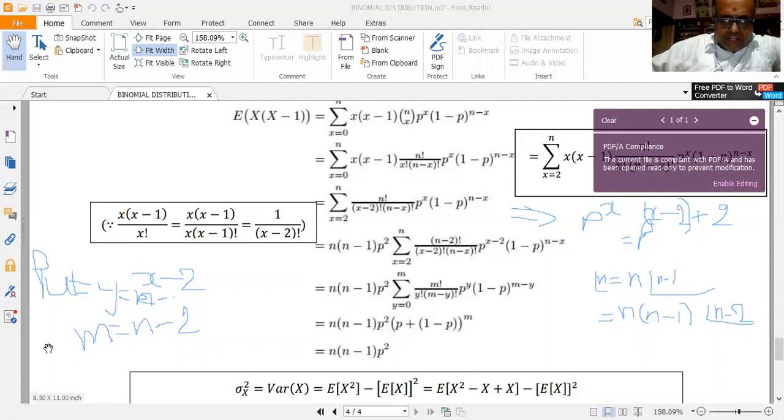Please observe here. I am putting y is equal to x minus 2 and also m is equal to n minus 2. There would be variable changes with respect to y because y is dependent upon x, since the summation is with respect to x. M is equal to n minus 2 means this n minus 2 factorial gets replaced by m factorial, by virtue of the substitution.